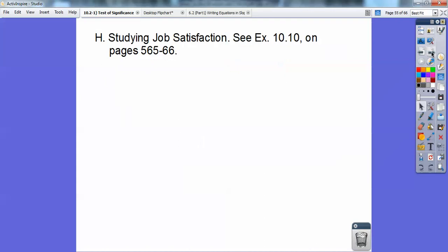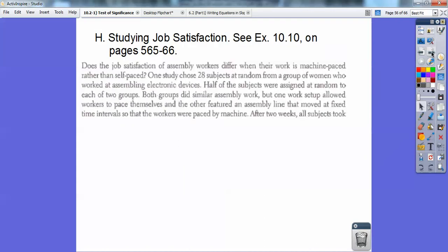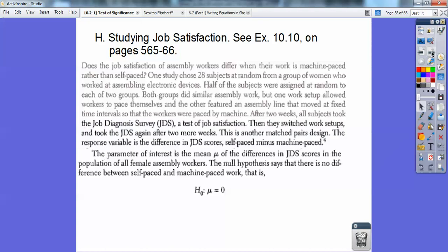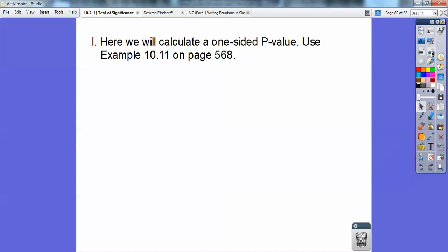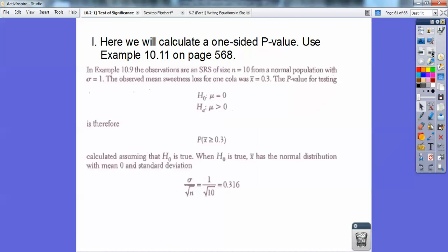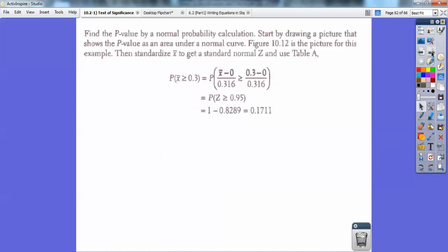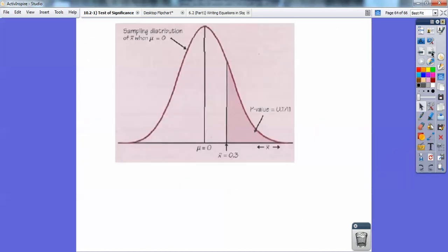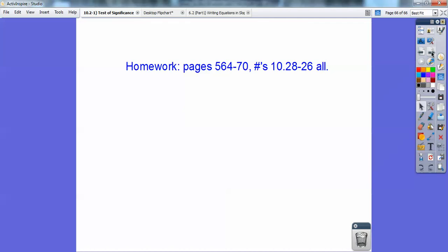Alrighty, let's see. So studying job satisfaction. Let's see. I'm going to cut us off here. Might be this one. Does job satisfaction of assembly workers differ when they're machine-paced rather than self-paced? One study. I think I'm going to stop right here and just zoom ahead. Let's see. Yeah. Okay, this is a 2 study. You can kind of glance through that. We covered that. I'm short on time because it cut me off. I can only do a maximum amount of time.